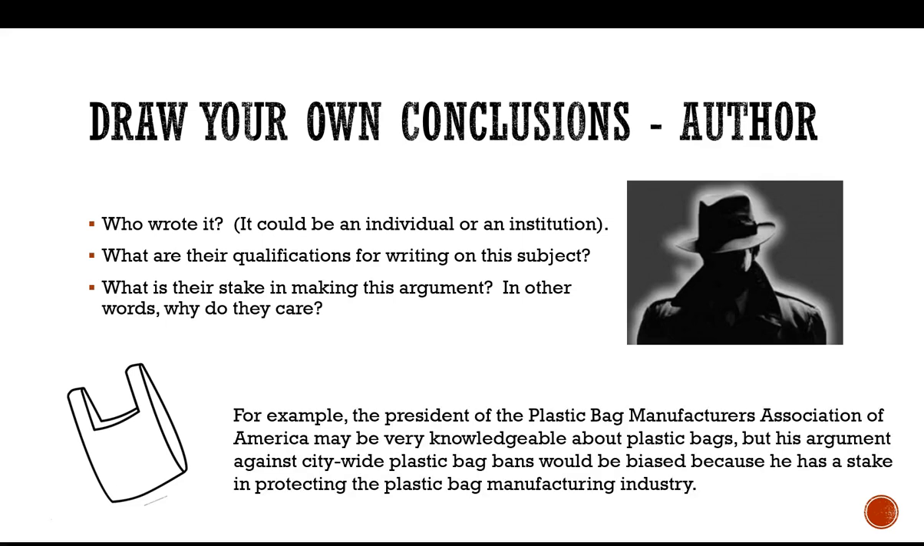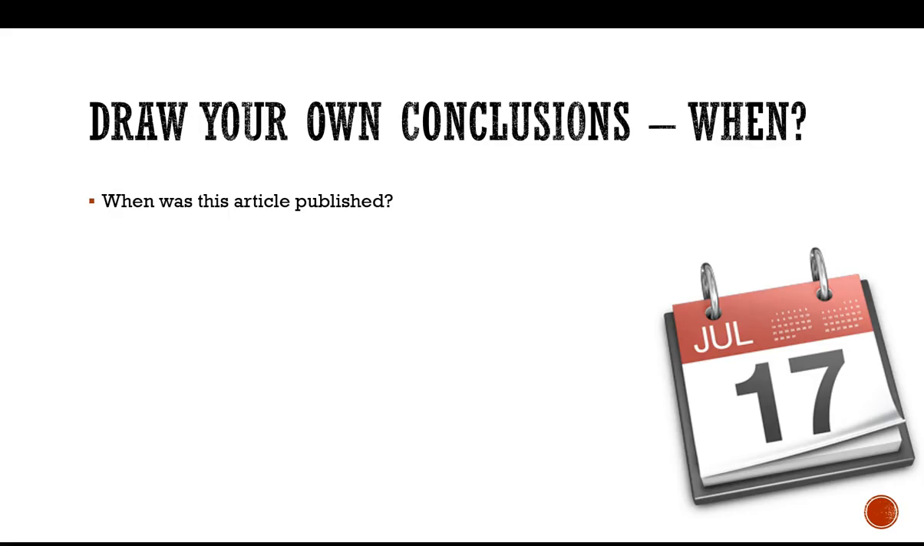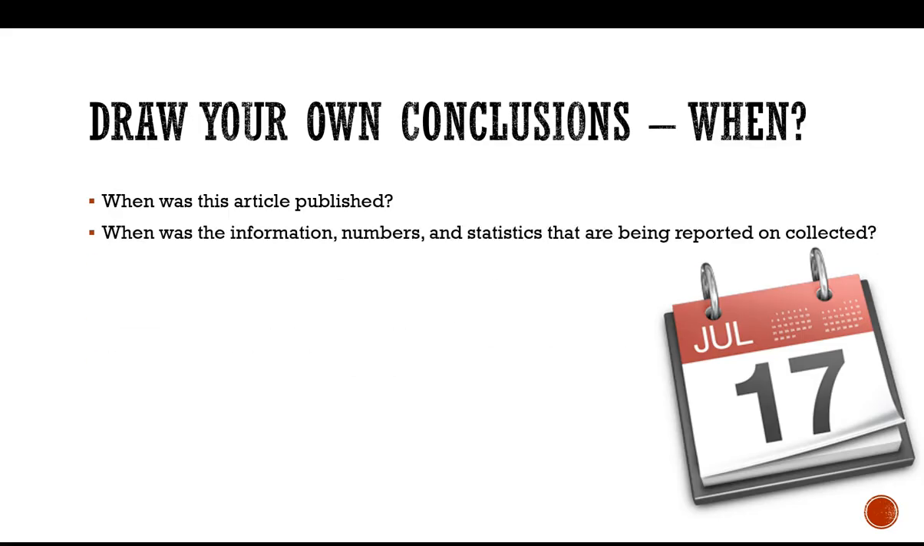For example, the president of the Plastic Bag Manufacturers Association of America may be very knowledgeable about plastic bags, but his argument against citywide plastic bag bans would be biased because he has a stake in protecting the plastic bag manufacturing industry. When? Look at that publication date. When was the article published? When was the information, the numbers and statistics that are being reported on collected? Do the facts and figures relay the most current studies?